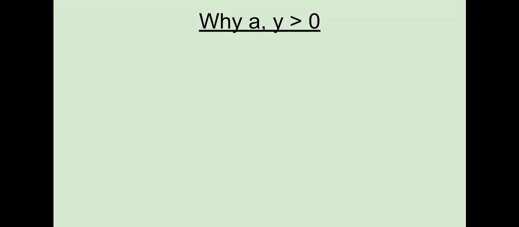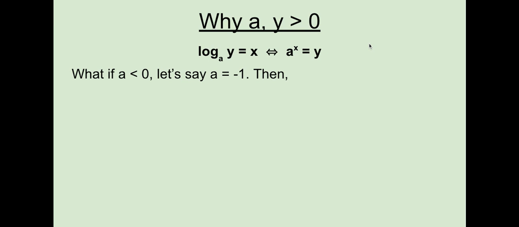So why do a and y have to be greater than 0? Well, let's start with the a. So remember that log base a of y equals x is just the inverse of exponential. So this is true if and only if a to the x equals y. Well, if that's the case, then let's pick an a. Let's say a is less than 0, which means negative. Let's say a is negative 1.